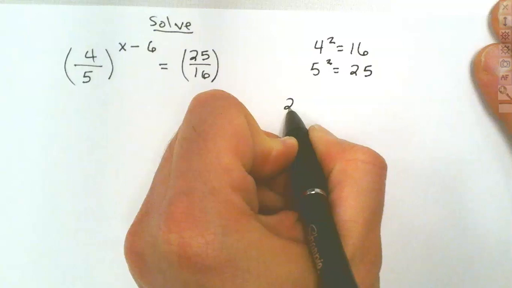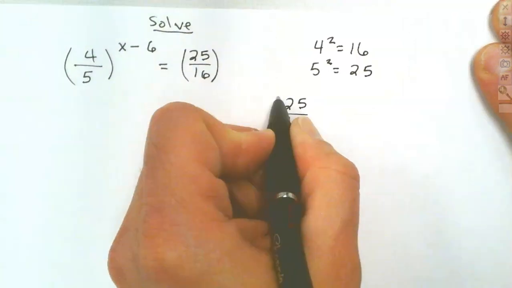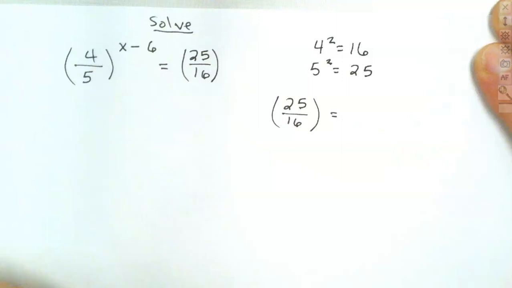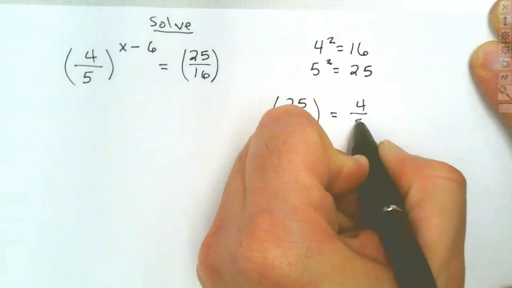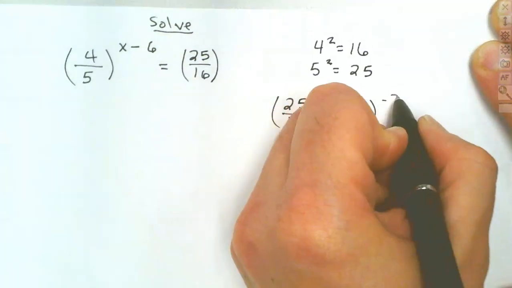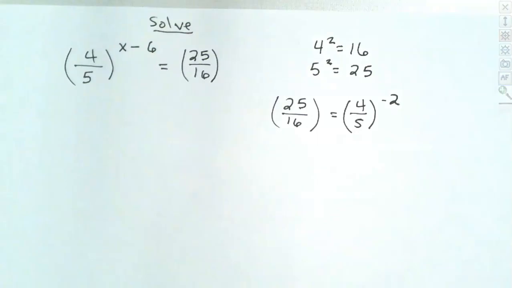So we can take that 25 over 16, and we can now write that as 4 over 5 to the negative second power. Because we had to flip it over, right? So that made it negative. And what do we know about 4? Well, 4 squared is going to be what? 4 squared is 16. And what about that 25? 25 squared is that 5. So we need to flip it over so it matches.